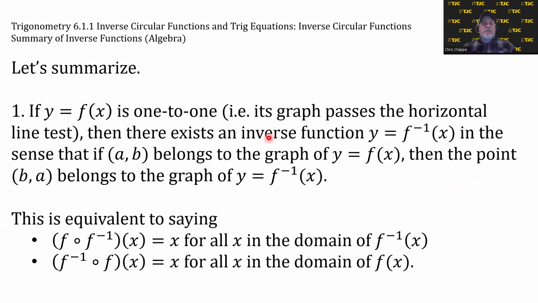So let's summarize. If y equals f of x is 1 to 1, meaning its graph passes the horizontal line test, then there exists an inverse function y equals f inverse of x, in the sense that if a comma b belongs to the graph of y equals f of x, then the point b comma a belongs to the graph of y equals f inverse of x. This is equivalent to saying that the composition of the two functions is equal to x for all x in the correct domains.